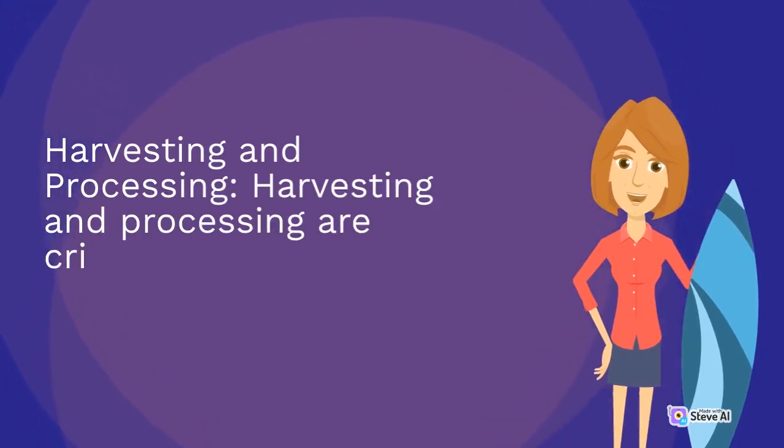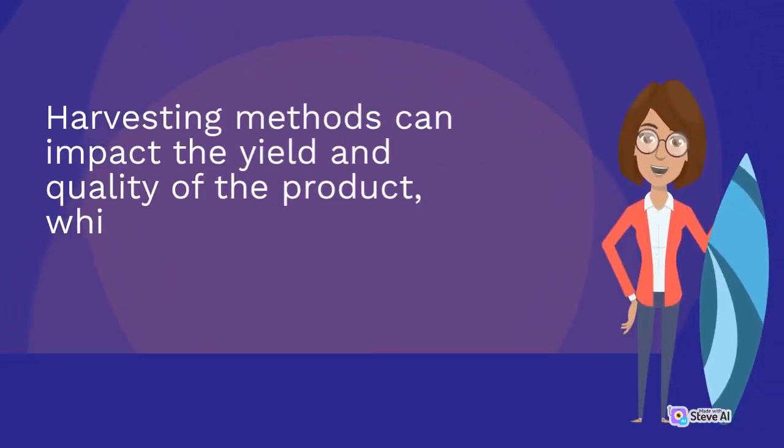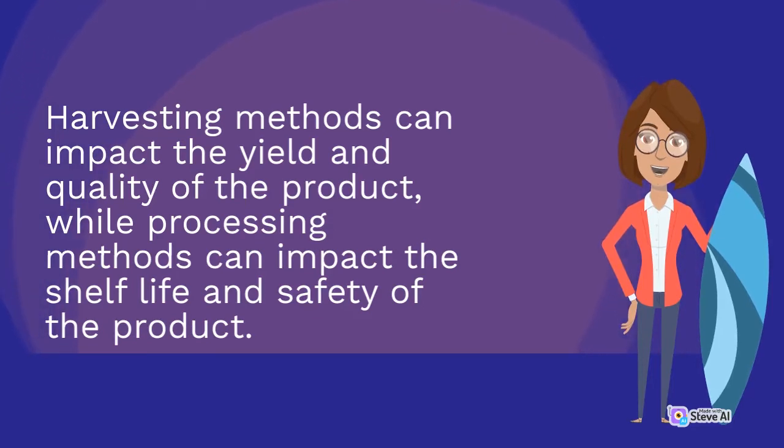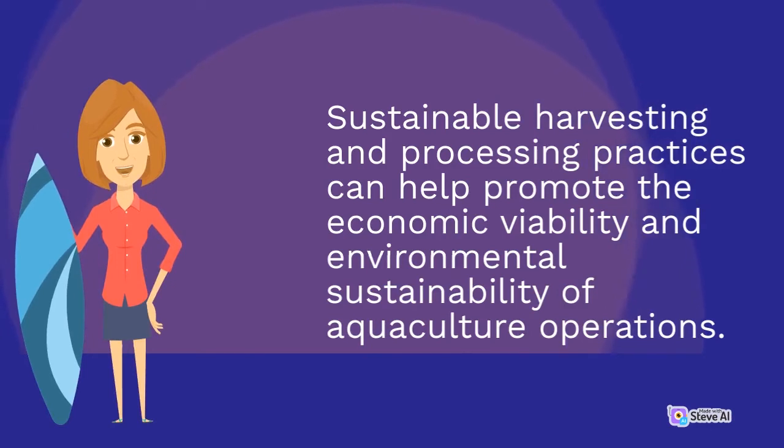Harvesting and processing. Harvesting and processing are critical steps in aquaculture production. Harvesting methods can impact the yield and quality of the product, while processing methods can impact the shelf life and safety of the product. Sustainable harvesting and processing practices can help promote the economic viability and environmental sustainability of aquaculture operations.